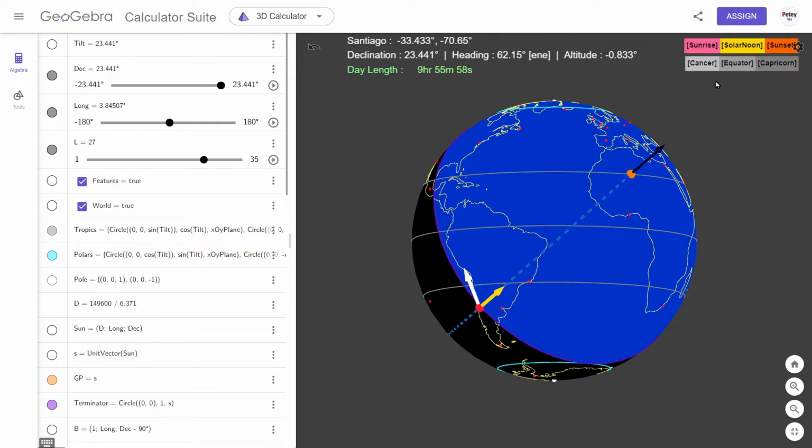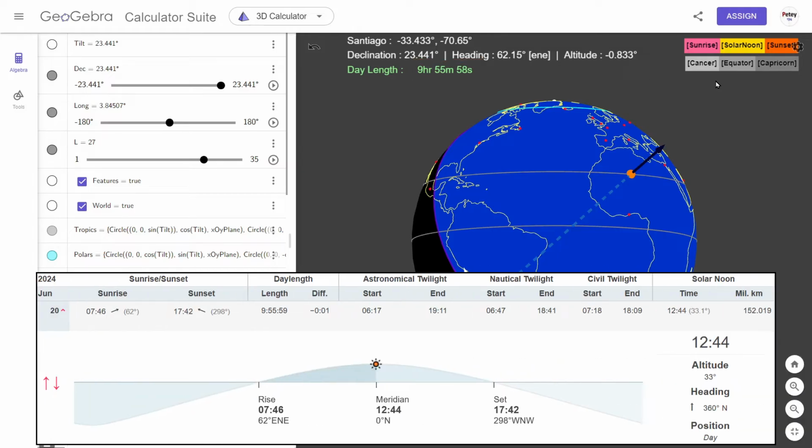Now that we can see that the altitude angle is negative 0.833 degrees, that's 50 arcminutes, and our adjusted daytime length here in green, shall we compare this with what Time and Date has to say on their website? Right, we have 9 hours 55 minutes and 58 seconds. They have 9 hours, 55 minutes and 59 seconds. Only 1 second out. I don't think it's going to get much better than that. It can only go downhill from here.